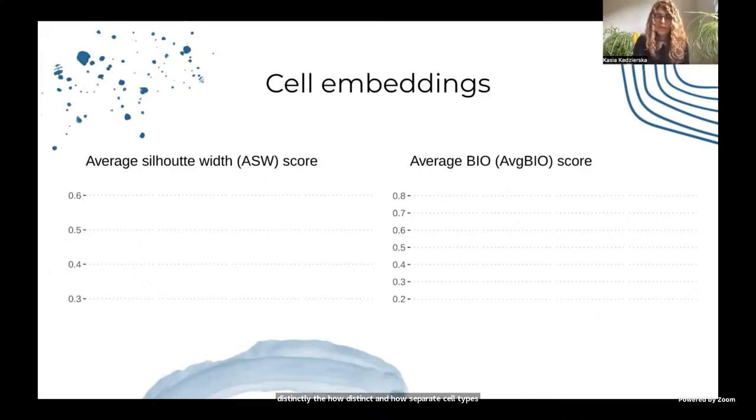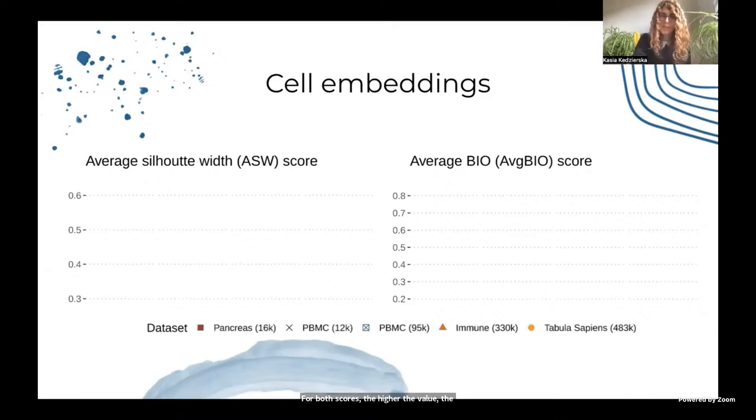And average bio is a composite score that takes silhouette score and 2 other scores, and also talks about how well the clustering can be performed within that space and how well those clusters align with the cell type labels. For both scores, the higher the value, the better the performance. And as I said, we will evaluate them on 5 different datasets.